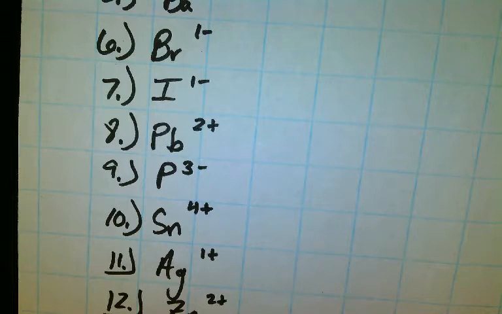Emily? For 11, why does Ag have 1 plus? Because it is silver, and silver has a 1 plus charge. Zinc has a 2 plus, unless they tell you otherwise. Cadmium has a 2 plus, and silver has a 1 plus. Still need to give it a charge.